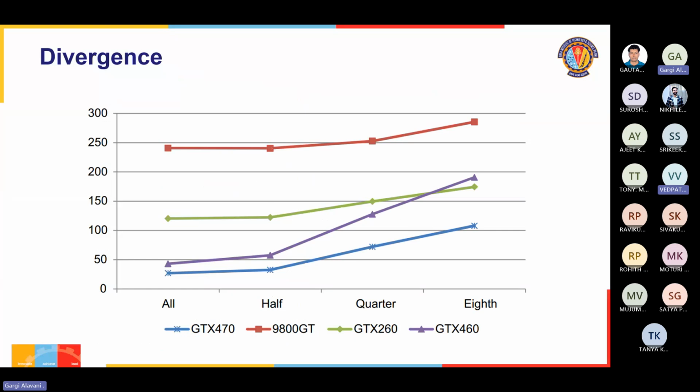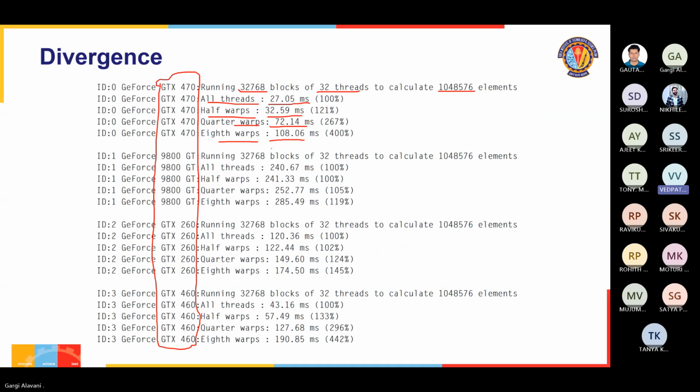Ma'am, is this half warps on the prior slide? When we say half warps, we mean half of the threads within that warp are executing the instruction, 16, and the other half, 16, are skipping it. Okay, got you.